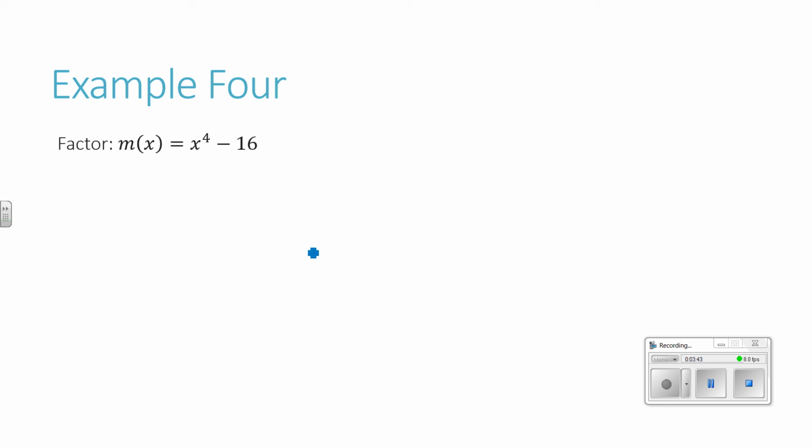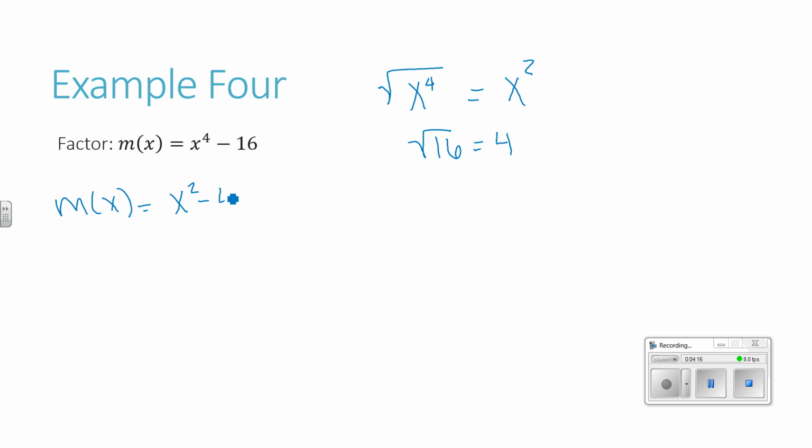Okay, this last example looks a little more challenging, but I want to show you guys if we follow that same step, so that's the square root of x to the 4th power. Now, a square root's not going to cancel an x to the 4th power. It's going to divide it by 2. So you get x squared. The square root of 16 is 4. So that means m of x is equal to x squared minus 4 and x squared plus 4.